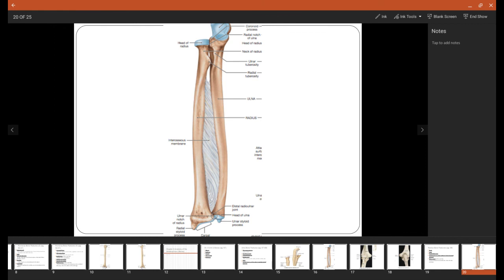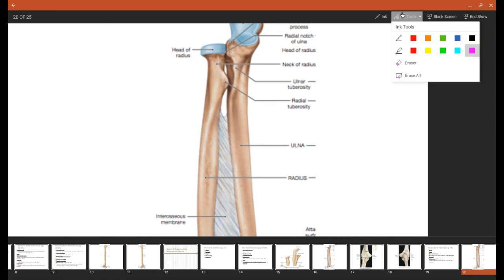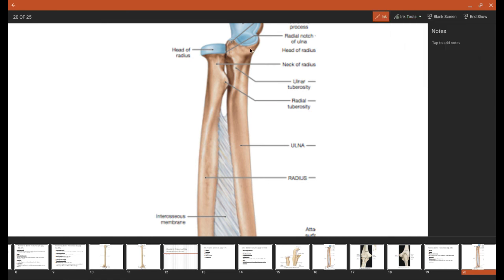So taking a look at that same picture, this time we're going to focus on the radius. We can see the head right here sitting in the radial notch. The neck connects the head to the rest. And then we also have our radial tuberosity right here. We'll discuss this more when we get to the muscle section, but the biceps brachii muscles will actually insert onto the radial tuberosity. So this structure has to be more anterior on the bone. That will also help you figure out right from left.